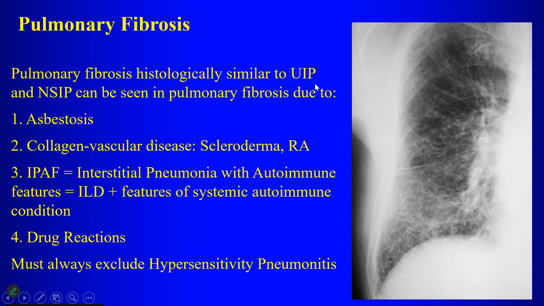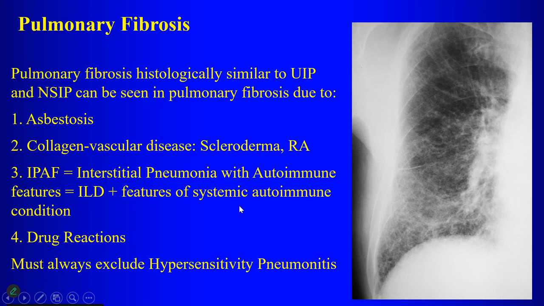There are other causes, though, of fibrosis that can be identical to UIP on CT scan. Could be asbestosis. This one is big: collagen vascular disease, especially scleroderma and rheumatoid arthritis. That essentially gives you the same changes as UIP. That is UIP. Even the pathologist would say it's UIP.